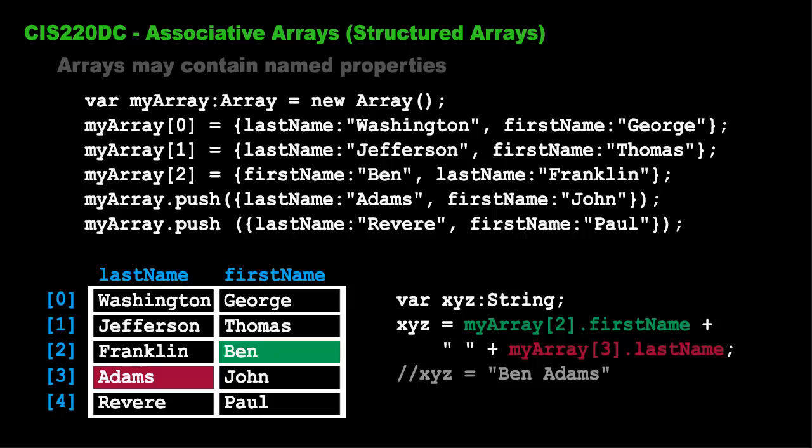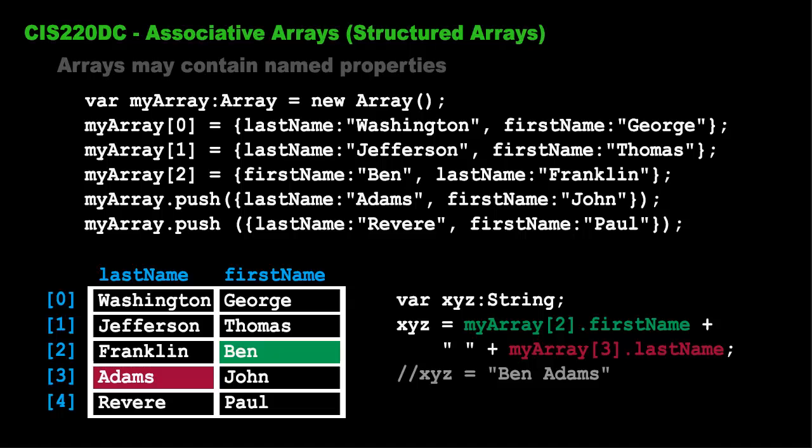So as long as we're consistent with the keys, then everything will be able to be sorted and matched up perfectly. And then I use the push method to add two more values, and that was for John Adams and Paul Revere. And down the bottom left, you see the result: a table would be created in memory with the different elements and the last name and first name linked together in each record, indexed by the different element numbers. And then I can reference those values by using the name of the array, the index number, and then a dot and the key that I want.